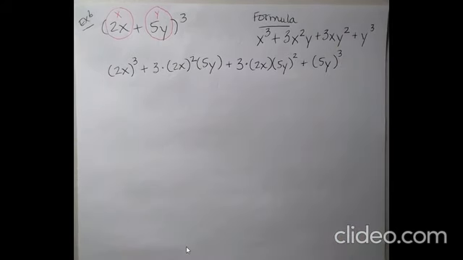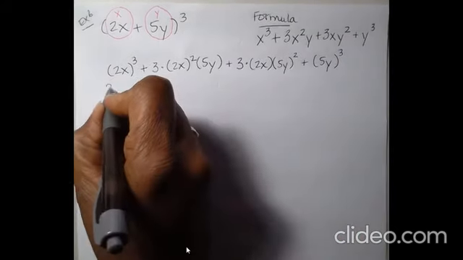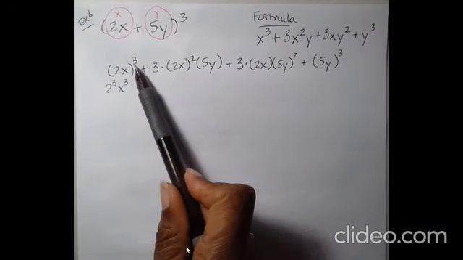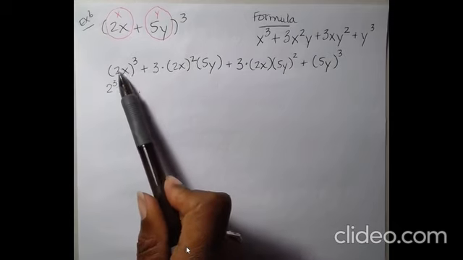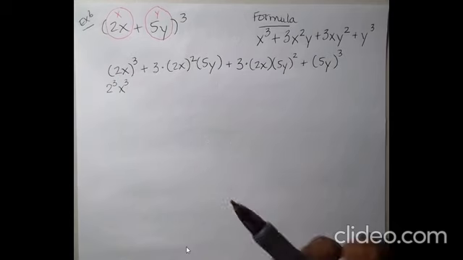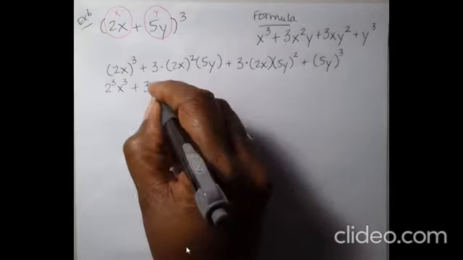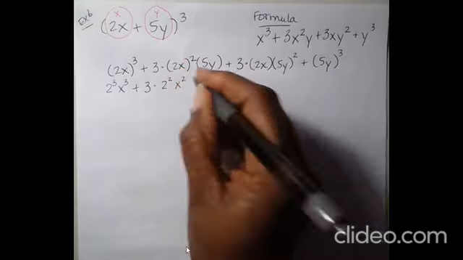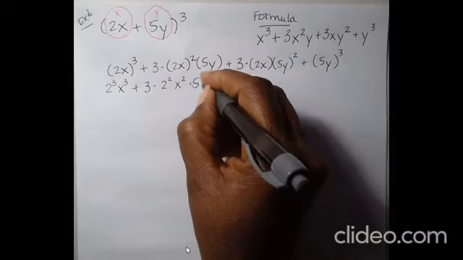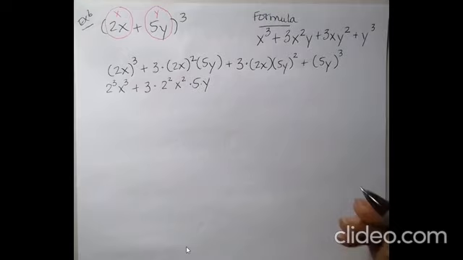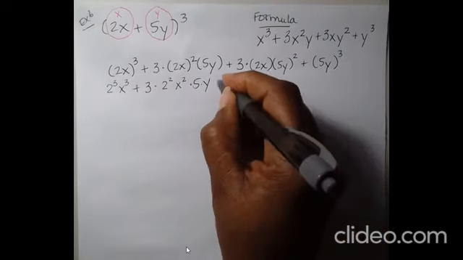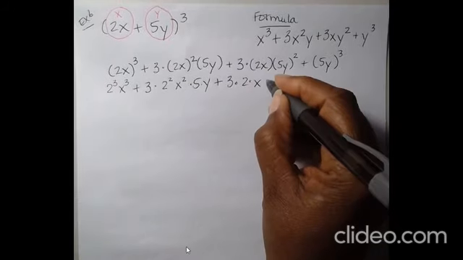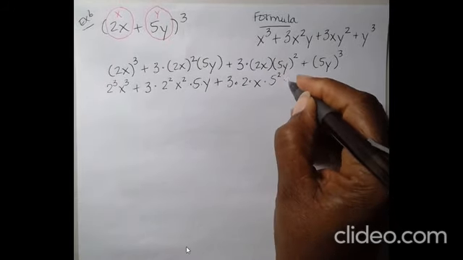Now let's multiply all this out. Well, 2x cubed is the same as 2 cubed x cubed. The exponent here applies to everything in the parentheses. So it applies to the 2 and to the x. Plus, we've got 3 times 2 squared. I'm going to put this here. And x squared times the 5y. Put a dot between it just so you know we're multiplying stuff. Plus 3 times 2x times 5 squared y squared.